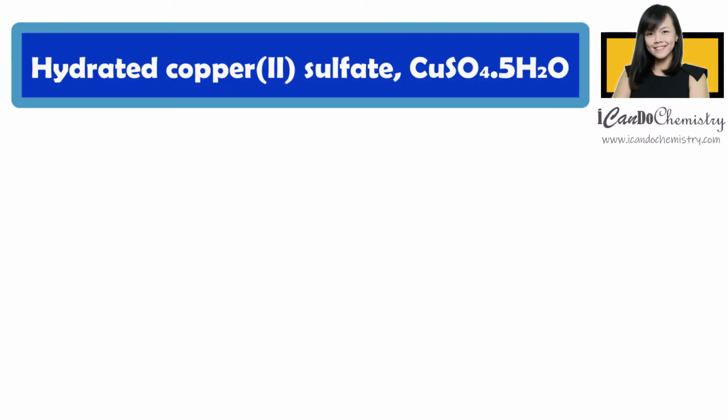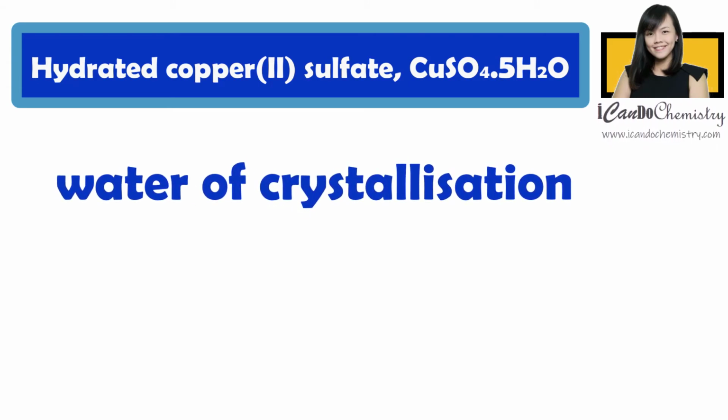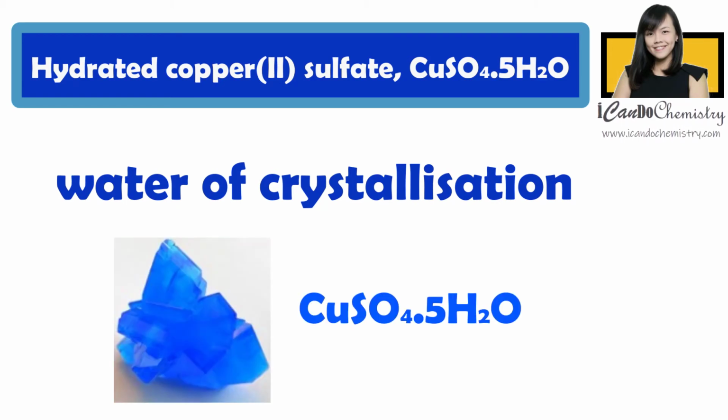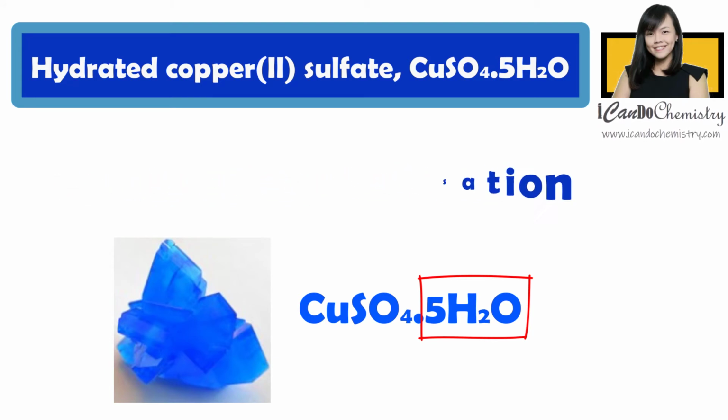Number 34. Hydrated copper-2 sulfate. Chemical formula CuSO4.5H2O. Many salts combine with water to form crystals. These water molecules are known as water of crystallization. One common example of hydrated salt is the blue hydrated copper-2 sulfate. The amount of water crystallized in this copper-2 salt is indicated after the dot in the chemical formula.